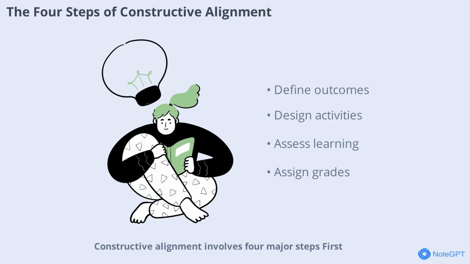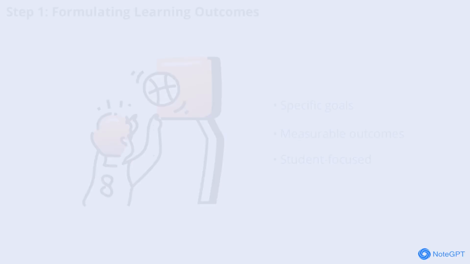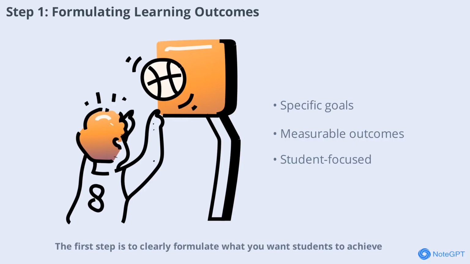Constructive alignment involves four major steps. First, define the intended learning outcomes. Second, choose teaching and learning activities that are likely to help students achieve those outcomes. Third, assess students' actual learning to see how well it matches the intended outcomes. Finally, assign a grade based on how well each student has met the goals. This structured process ensures that every part of the course is working toward the same ends, making learning more coherent and effective.